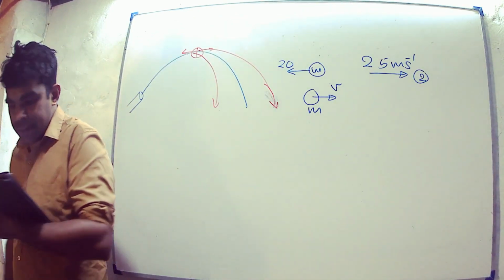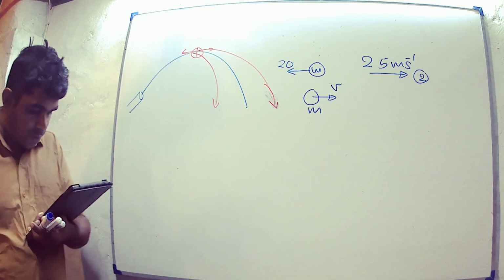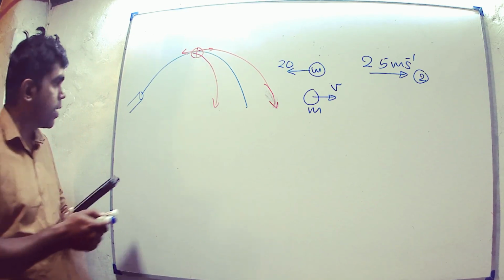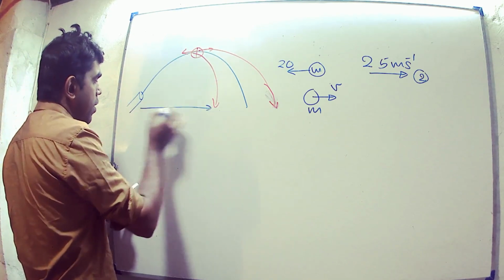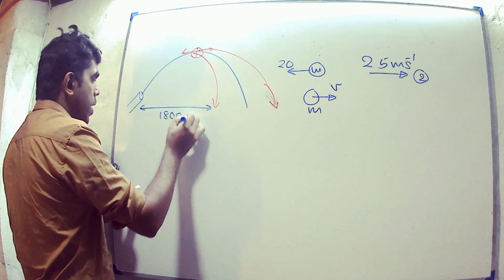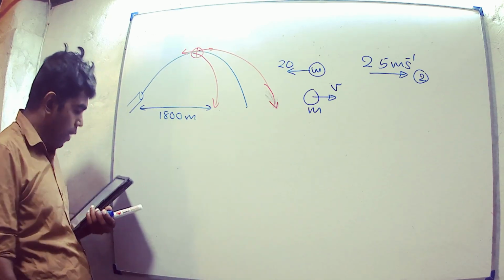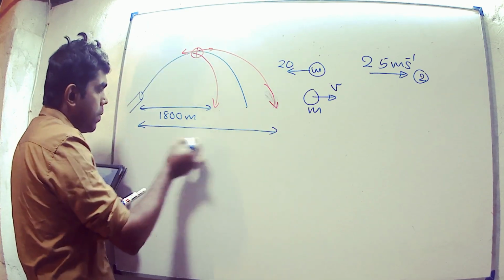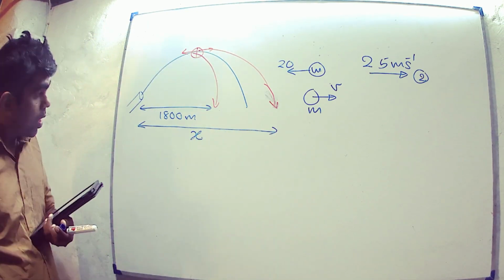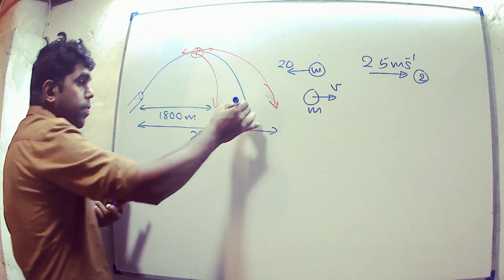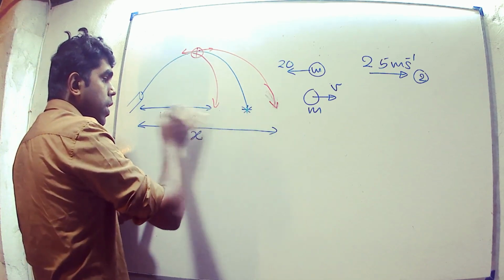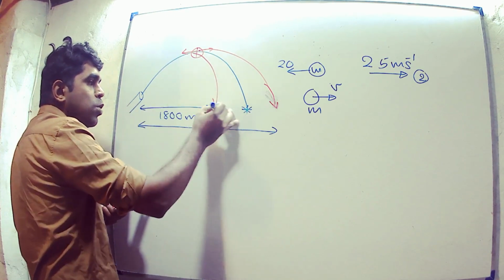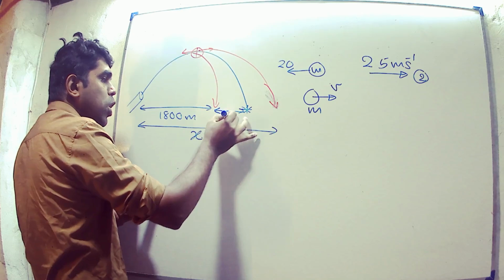Now they have given that part A lands at a distance 1800 meters. We have to find the landing distance for part B. I will consider it as X. The target is this one. The distance from the gun to the target is 2000. Therefore, this part is 200 meters.